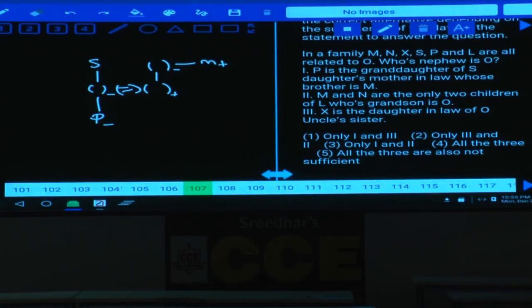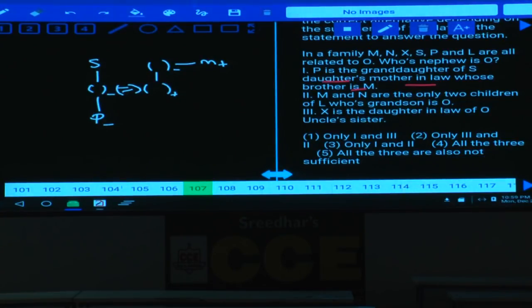Now S, P is the granddaughter of S. S's daughter's mother-in-law. S is here, S's daughter is there, daughter's mother-in-law, and mother-in-law's brother is M. Then this is about condition number 1.